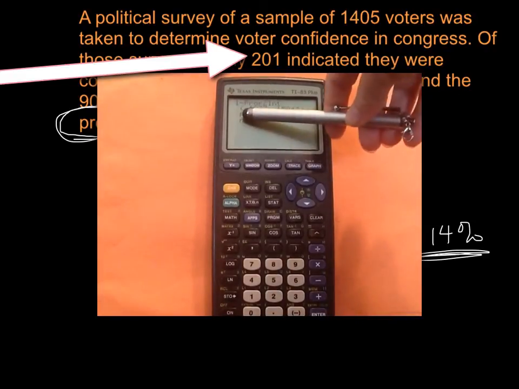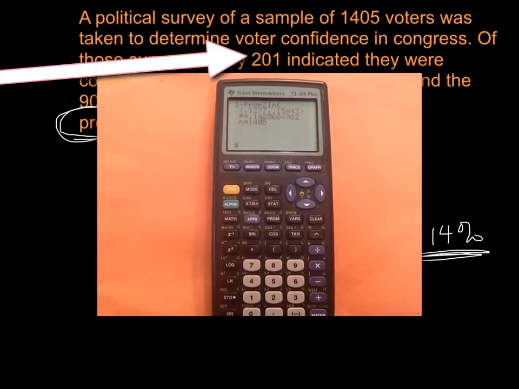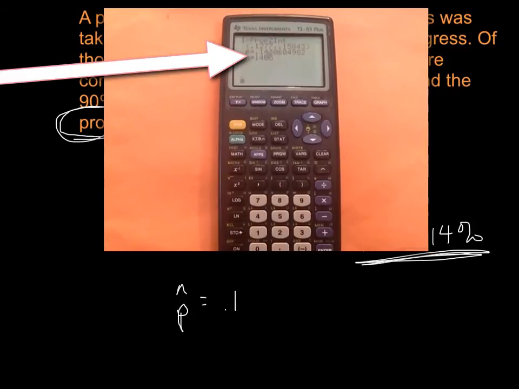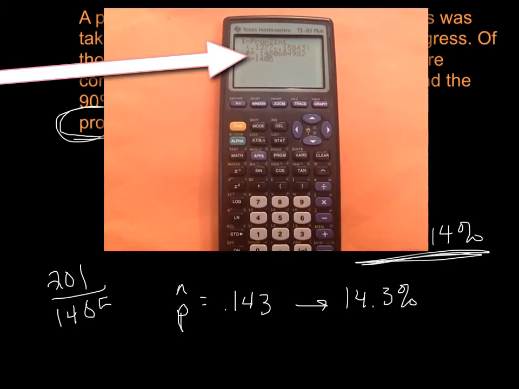And then it gives you this funny thing here. It's called p hat. It's a p with a little arrow on top of it. That's the proportion of your sample. And it says 0.143. Let me scoot some things here and I'm going to write down here, p hat is 0.143. If I convert that to a percentage, that's 14.3%. What that means is my 201 people out of 1405 represented about 14% of that survey who said they had confidence.